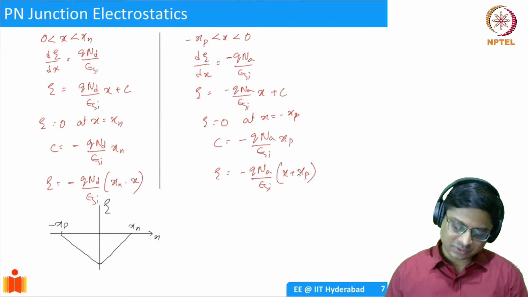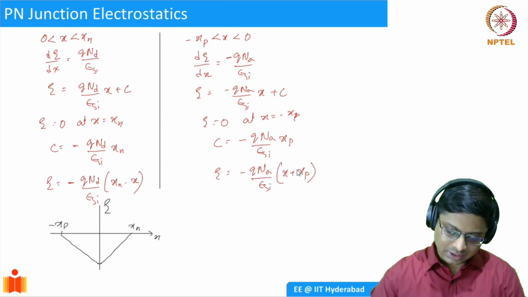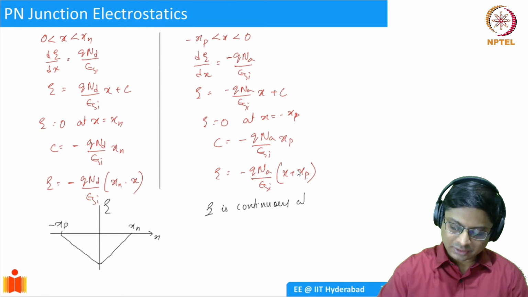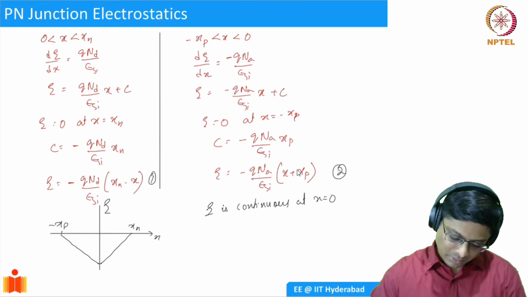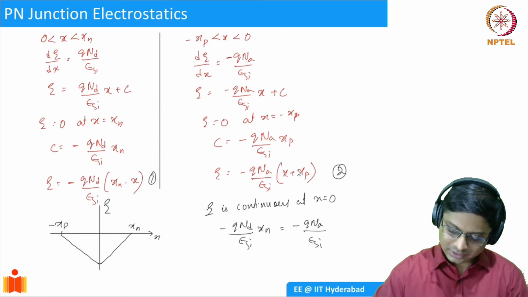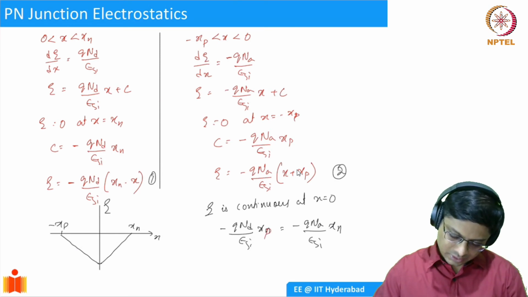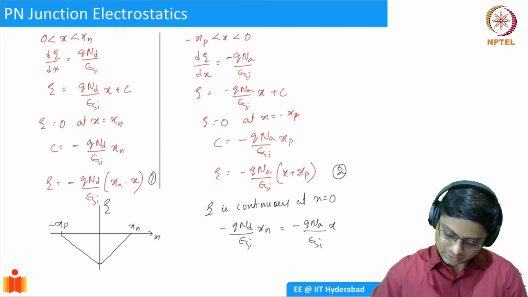One of the checks would be that it has to be continuous. Whenever there is no additional charge at the interface, it has to be continuous. So E is equal to 0 at x equal to 0. Sorry, not 0. I'm sorry. E is continuous at x equal to 0. Let's say this is 1, and this is 2. E has to be continuous, so I'll put x equal to 0. This implies minus q N_D divided by epsilon silicon times xn is equal to minus q N_A divided by epsilon silicon times xp. Sorry, I wrote the N side first, so this is correct. And for the P side, x equal to minus xp, this is correct.